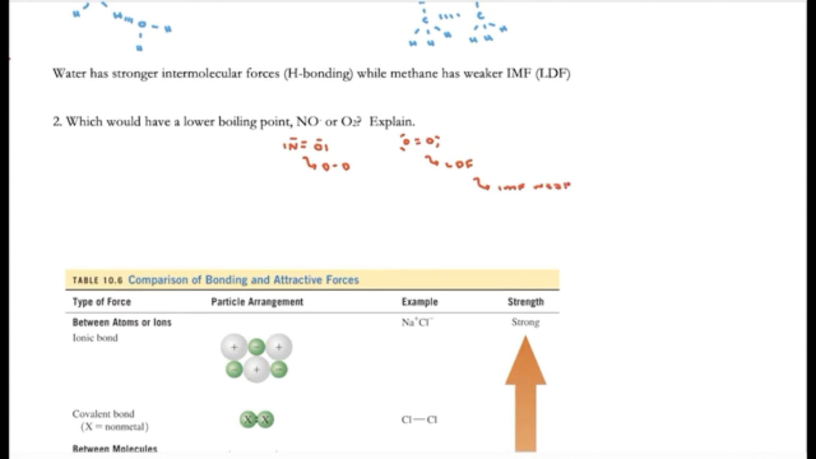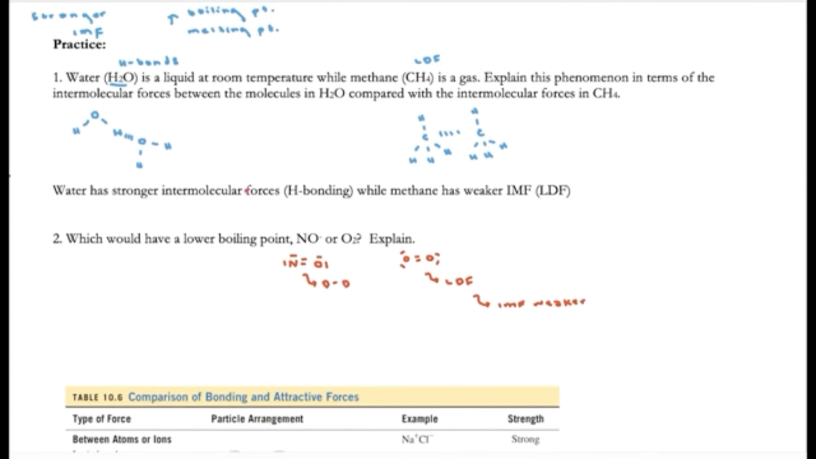So when we're talking about intermolecular forces, when we're comparing water and methane, for example, even though water does have LDF and hydrogen bonding, we're focusing on the strongest intermolecular forces that they exhibit. So here for water and here for NO minus, even though NO minus also does exhibit London dispersion forces.